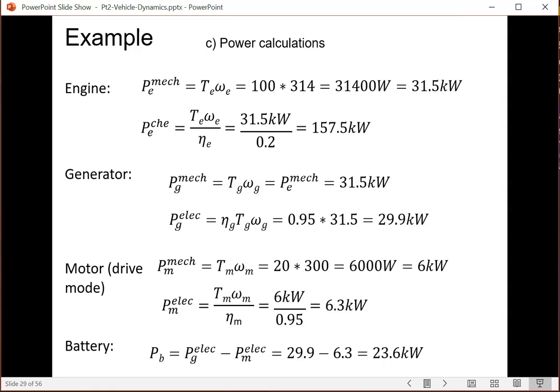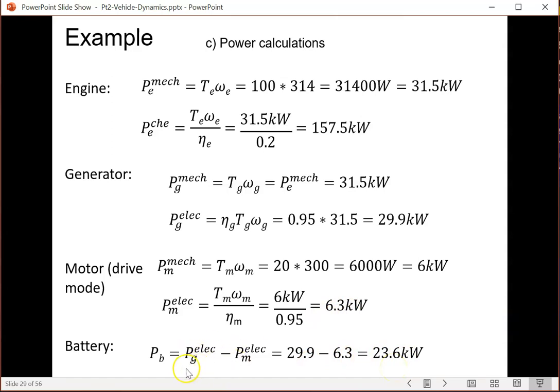The difference between the output power of the generator and the input power of the motor will be the power going into the battery. If it's positive, it's going in; if it's negative, then it's coming out of the battery. So it's electrical power of the generator, which is 29.9, minus electrical power of the motor, which is 6.3. So that will end up with 23.6 kilowatts.